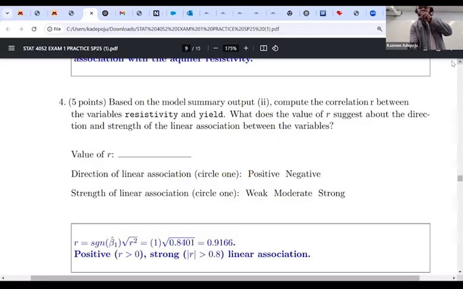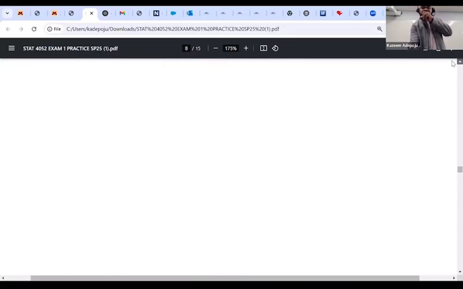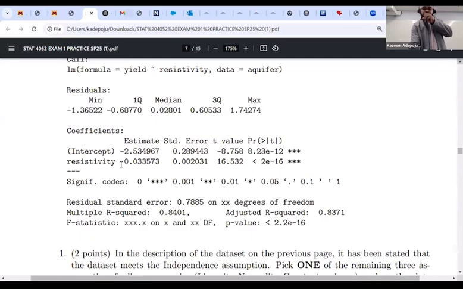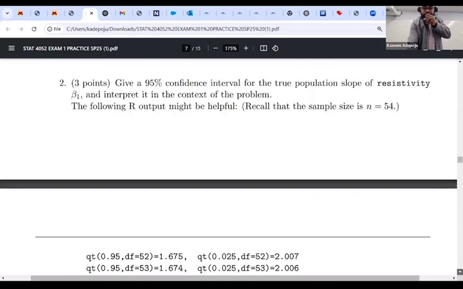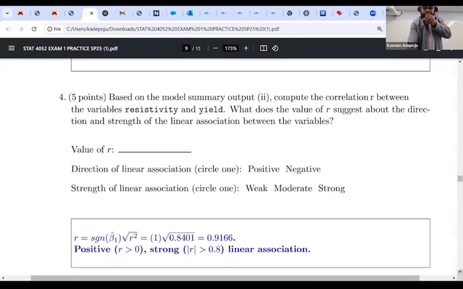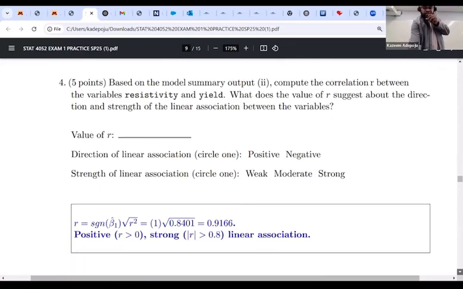If I go into the output table and take a look at the sign of the beta 1, it's positive here, so I'm going to assume a positive sign for the correlation. If it is negative, it's going to be a negative value for the correlation. And that is that. And you know how to interpret whether it is strong or weak.